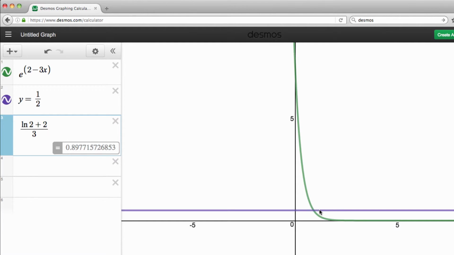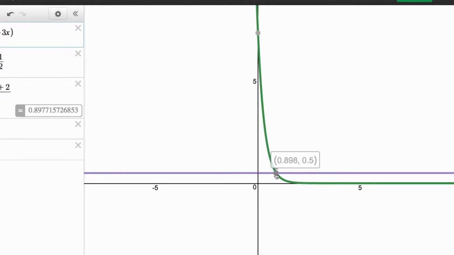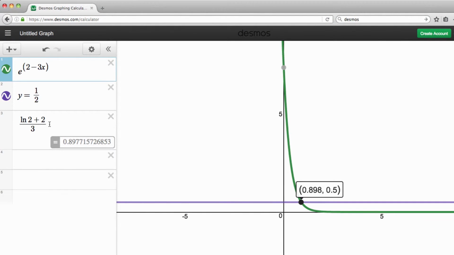But our answer doesn't talk about the heights. The answer is going to talk about the x values for which that happens. So we'll click right here, and we notice there's the cutoff, 0.898. And we've already taken the liberty of typing in our solution to see that 0.898 is exactly what we got for our solution. So the question really is, how do we write this out in interval notation?